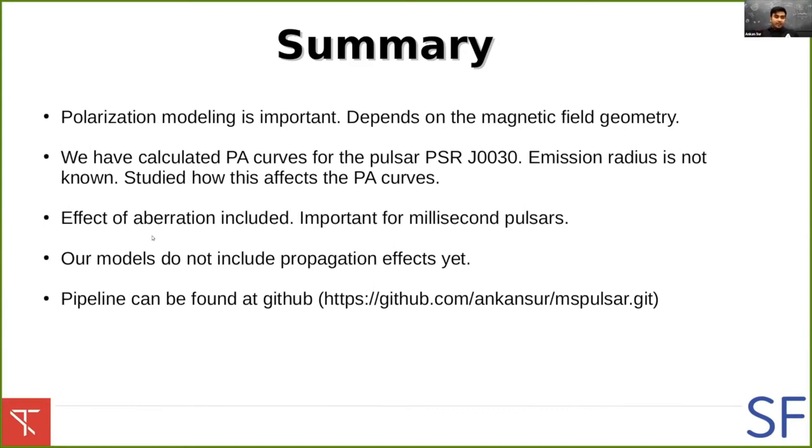We have included the effect of aberration, and this is particularly important for millisecond pulsars because these are rapidly rotating, and this Omega cross R term becomes important. Our calculations are the first, and more meaningful as compared to the previous literature. We do not include any propagation effects yet. Our pipeline can be found on my GitHub called Millisecond Pulsar. So thank you very much.